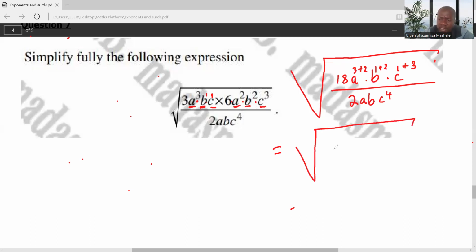Then we start simplifying. This is 8, a to the power of 5, b to the power of 3, and c to the power of 4, divide by 2abc to the exponent of 4. Then, since we are left with division, we can now use the division law for every expression which has the same base.